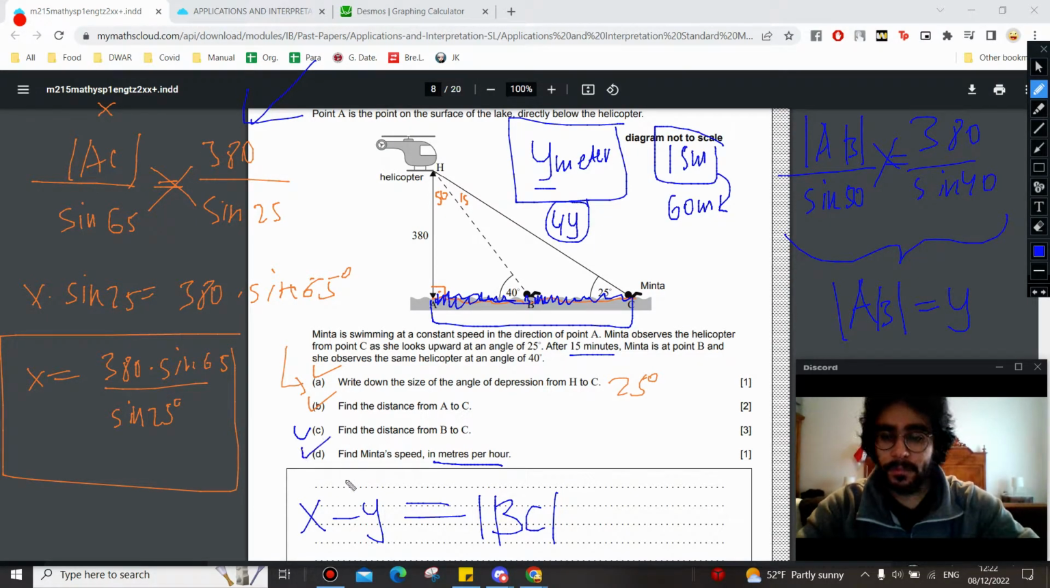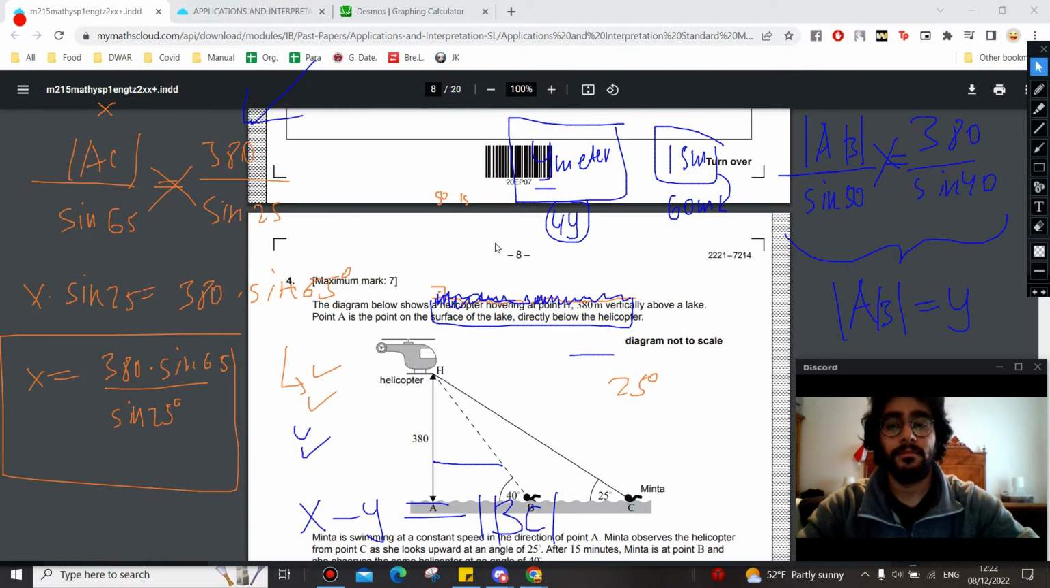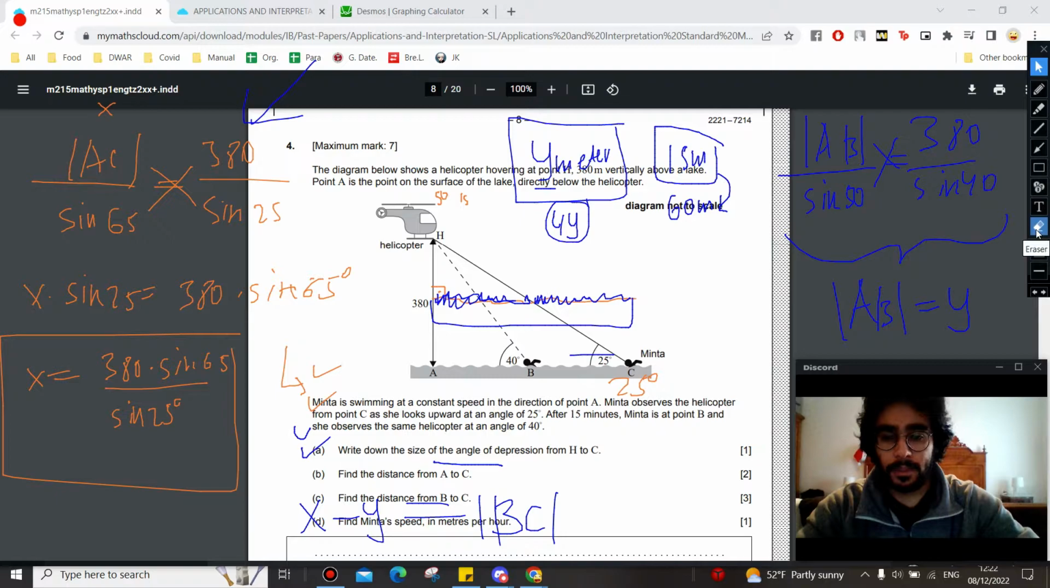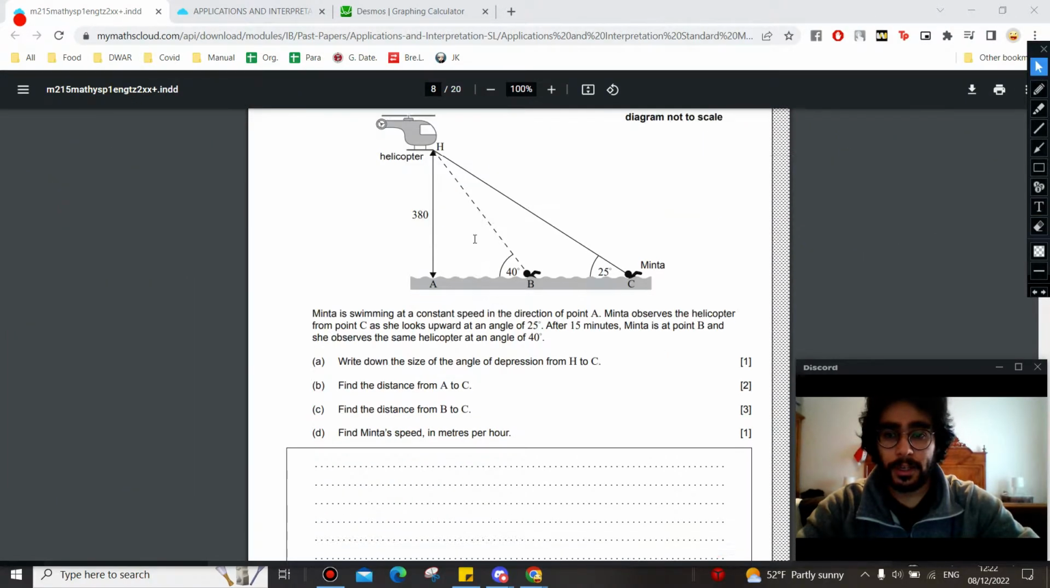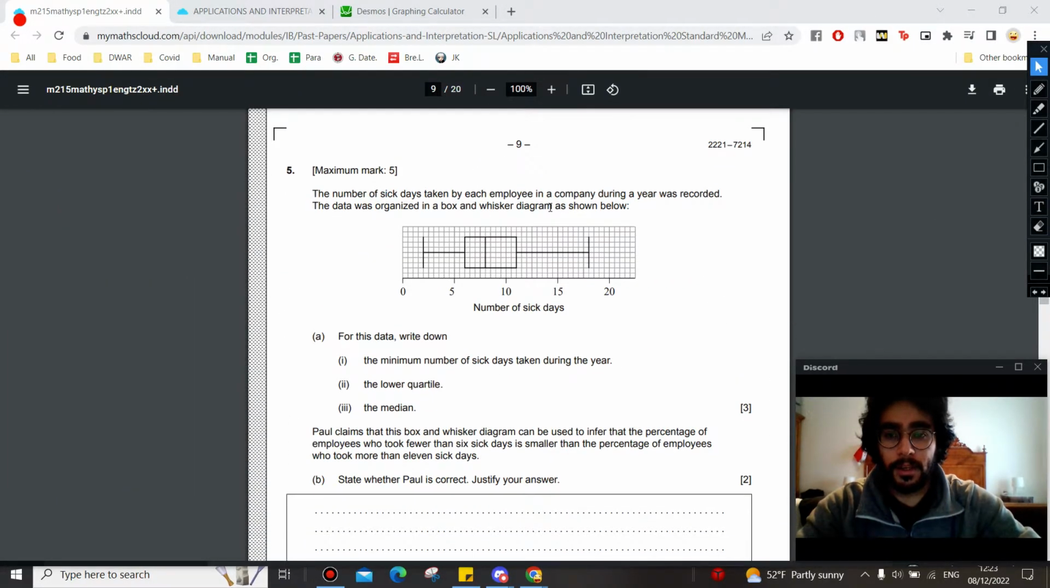That concludes question number 4. Let me clear the screen and move on to the next one. Question number 5. The number of sick days taken by each employee in a company during a year was recorded. The data was organized in a box and whisker diagram, as shown below.